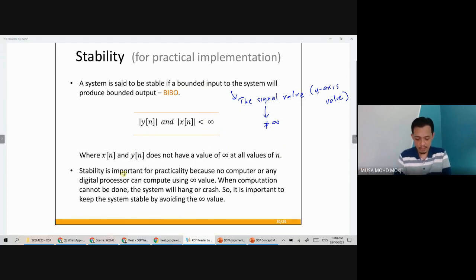Let's read this one. Stability is important for practicality because no computer or any digital processor can compute using an infinity value. This is the same thing.